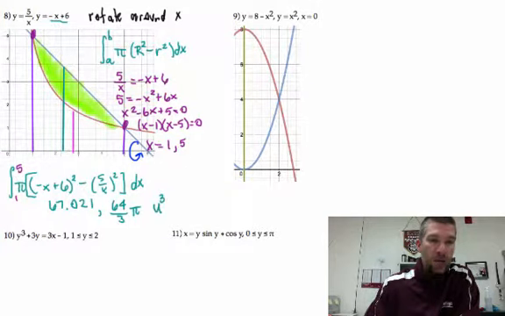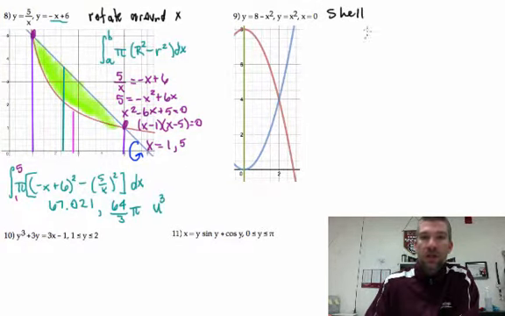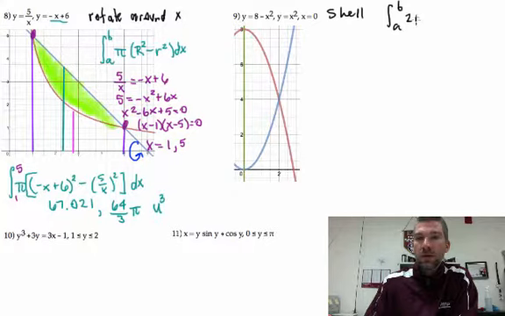On question 9, we're talking now about using a shell. Question 9 is using the shell method. And the shell method says that we're going to integrate from A to B, and we're going to do 2 times pi times height times radius. Okay, 2 times pi times height times radius.